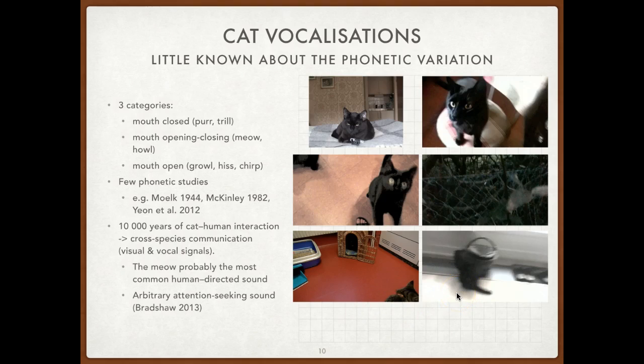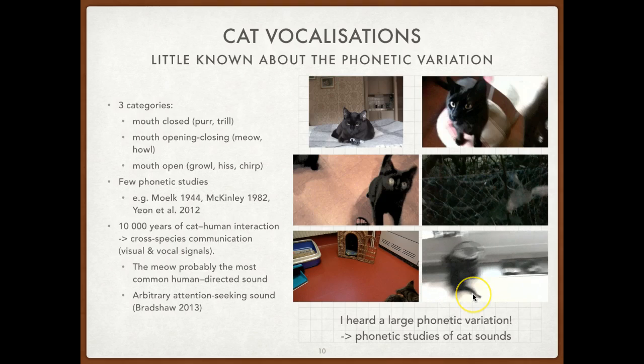Now the chattering, chirping sounds are often produced when a cat sees a bird outside the window. And my cats sound something like that, but there's a lot of variation, I think. So when I started recording my own cats and cats in my vicinity, I heard very large phonetic variations once I used my phonetic ears. And that's what inspired me to begin studying cat sounds in a more systematic way, using my phonetic methods and tools.